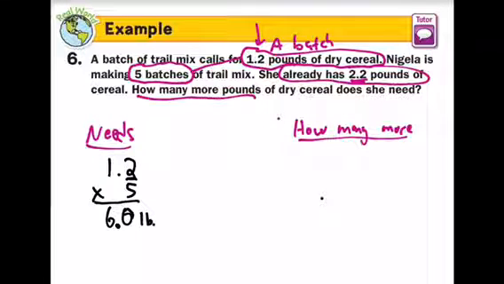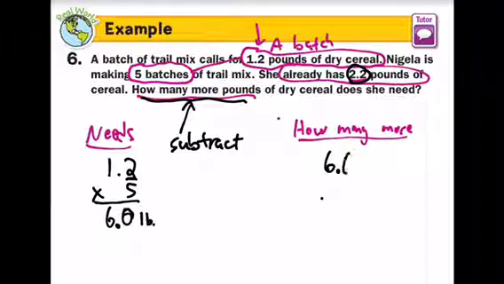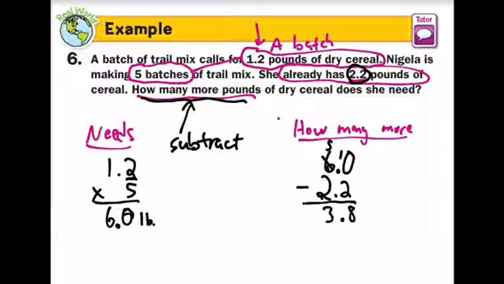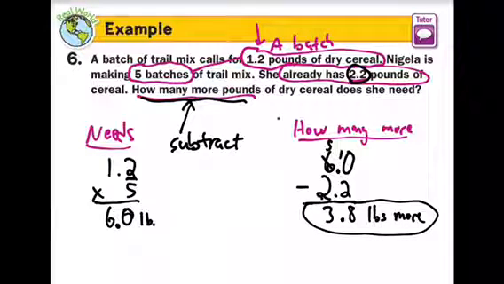But remember, she already has 2.2. And the question wants us to find how many more pounds does she need. So what we've got to do, how many more almost always means to subtract, if you see those words. So I'm going to take what she needs, 6.0, and I'm going to subtract the 2.2 pounds she has. So let me do some subtracting here. 10 minus 2 is 8. 5 minus 2 is 3. So how many more pounds? She needs 3.8 pounds more. So this was a 2-stepper. That combines multiplying with subtracting decimals, so you really have to think.